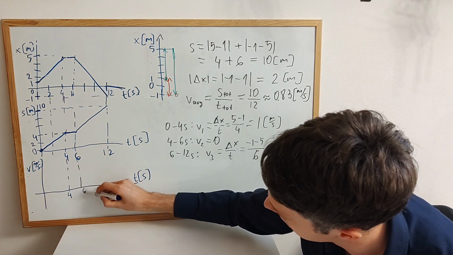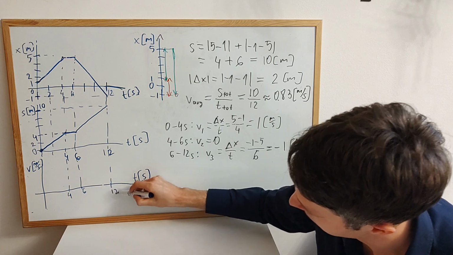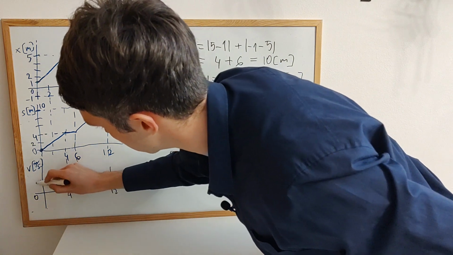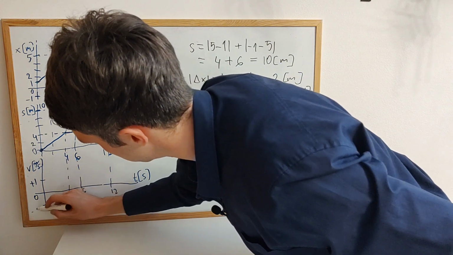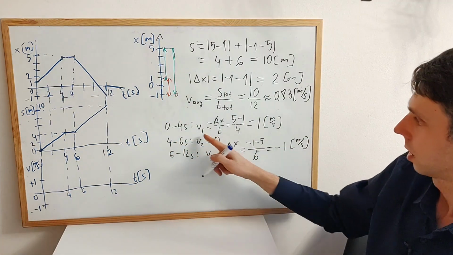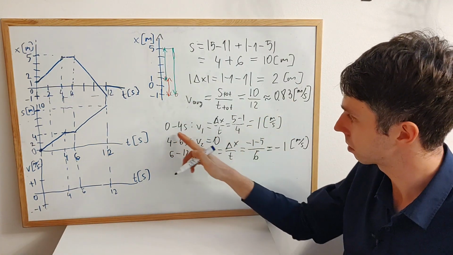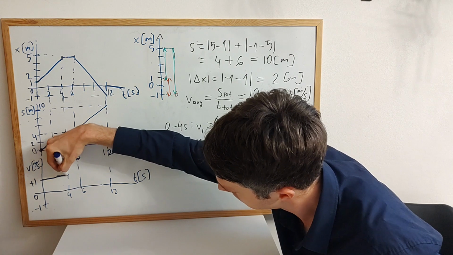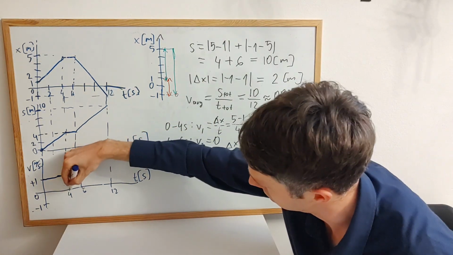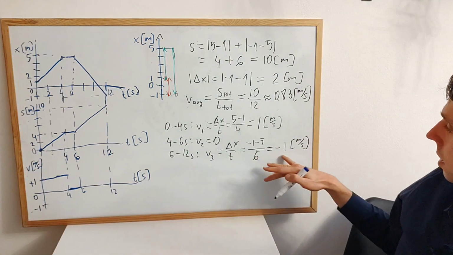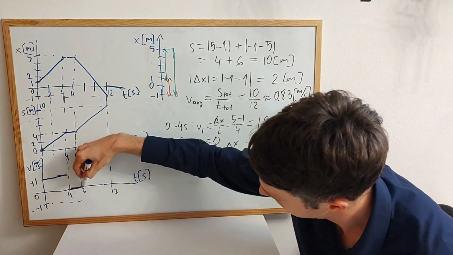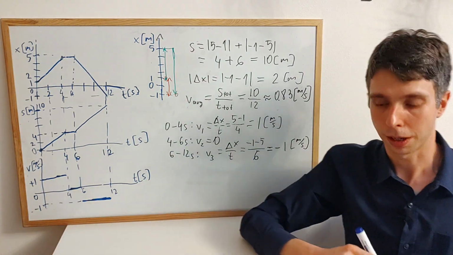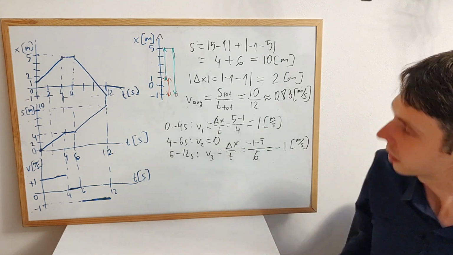Okay, so we know what we need. Here is 4 seconds, 6 seconds, here is 12. So you need speeds +1 and -1. So here is 0, here is +1, here is -1. Okay, so from 0 to 4 it's uniform motion, so speed doesn't change, it's all the time 1 meter per second, like this. Okay, then it's 0 over here, and then it's -1 from 6 to 12. So this is how the graph looks, and that's all in this problem.